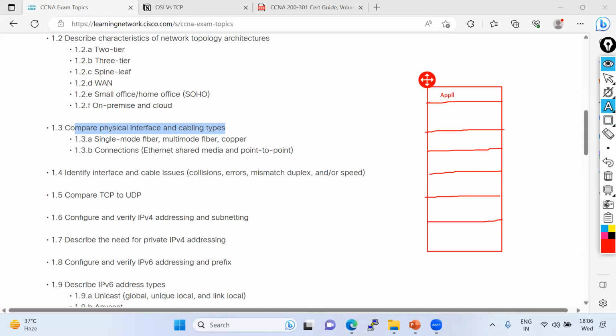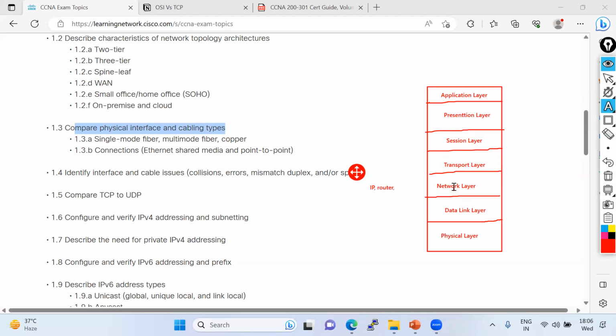So this is the application layer. This is your presentation layer, right? Session layer, right? Transport layer, network layer, data link layer, and this is the physical layer.